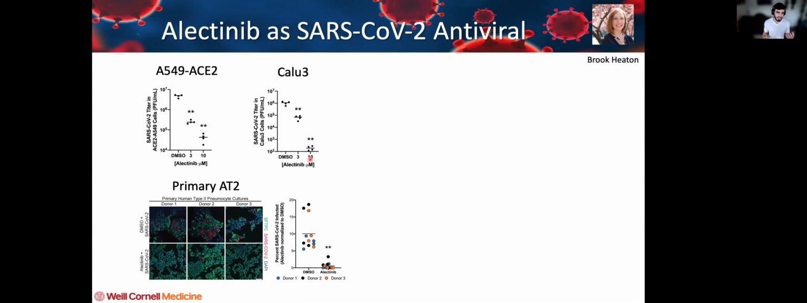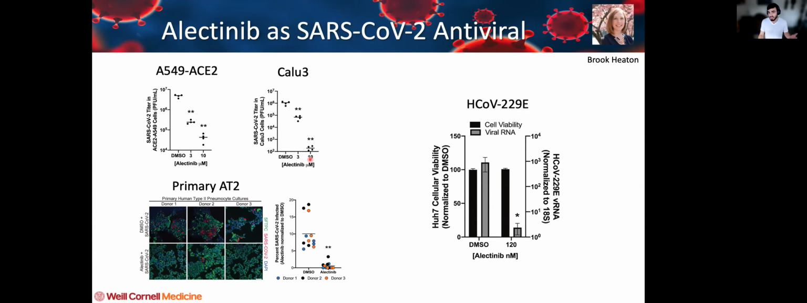Now, I told you that this domain is heavily conserved across multiple coronaviruses, so it might be important for other coronaviruses, since indeed the common cold that we catch every year, the HCoV-229E, is also being inhibited dramatically by a low dose of alectinib, suggesting this is a general mechanism for coronaviruses.